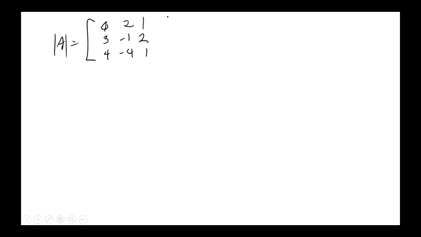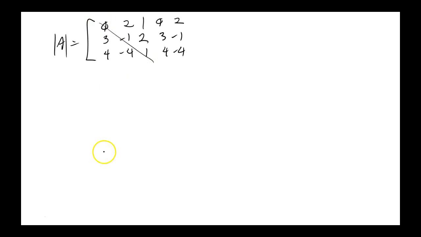Don't subtract. You repeat the first two columns. You can do it any way you want to. Last time I just wrote the columns. This time I'm just going to do the first two entries: 0, 2, 3, minus 1, 4, minus 4. Just repeat those. Okay? Just the first two, not the third one. Now we do our down diagonals.